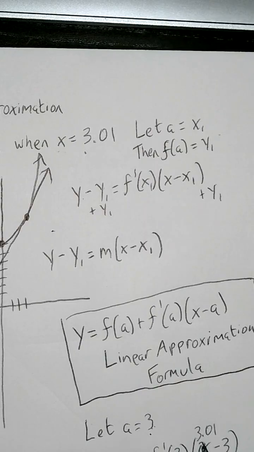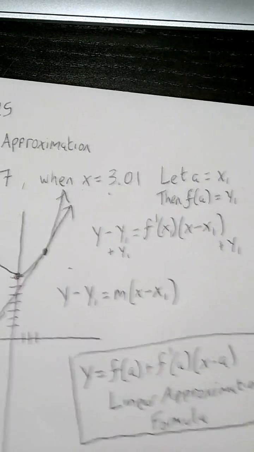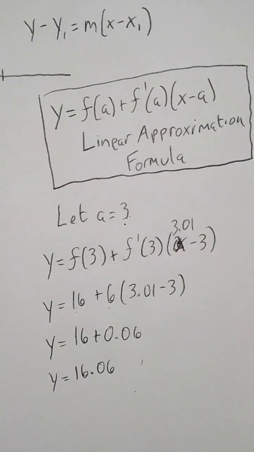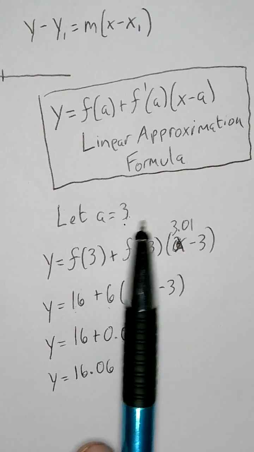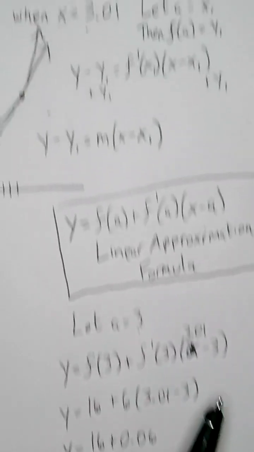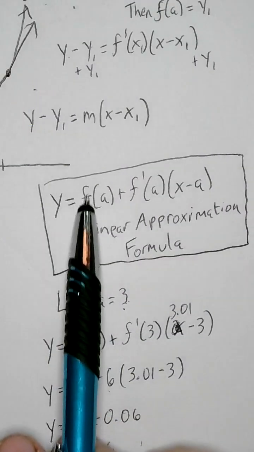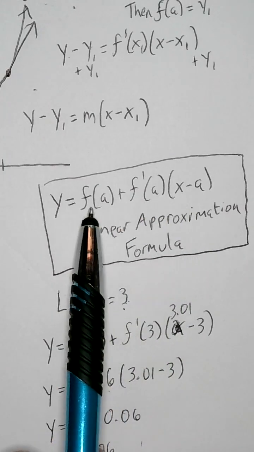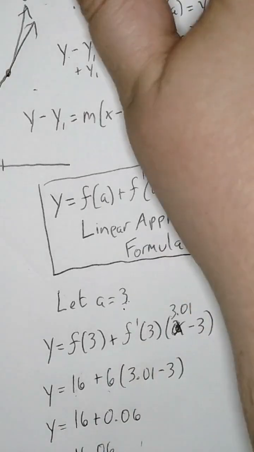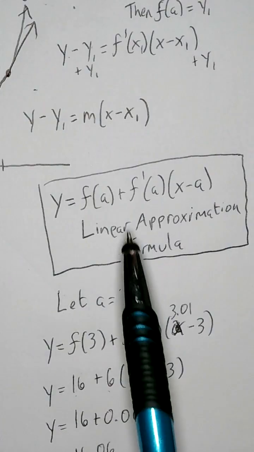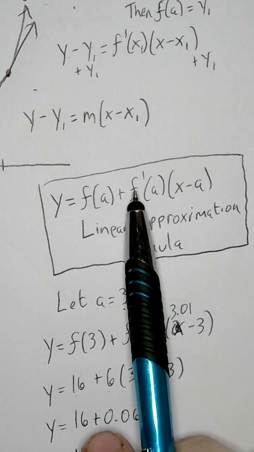So, where did I get 16? We do agree on that. I'm using this point to approximate the value at this point, and this formula allows me to do it. Yes, that's exactly right, Frog. x is my point of interest, and a is a nearby point.